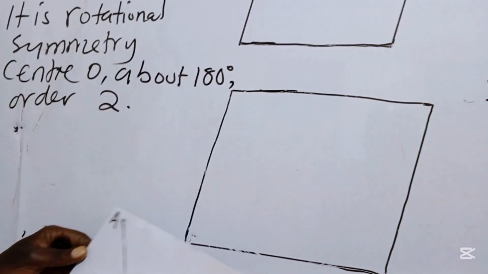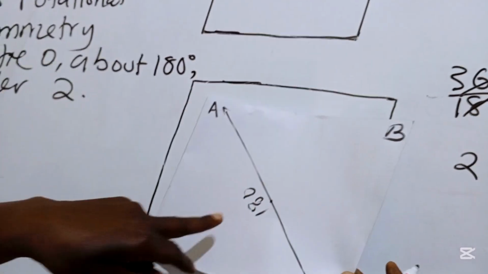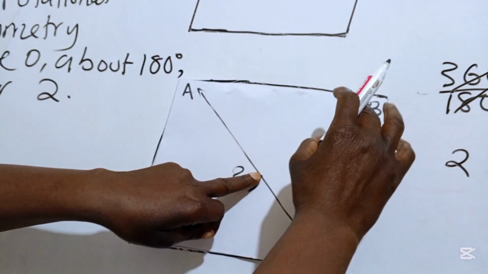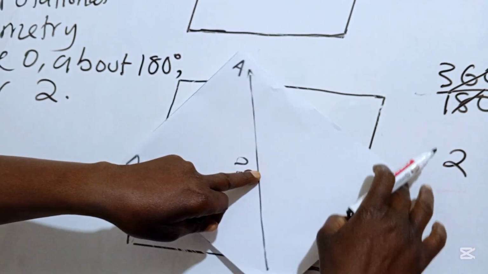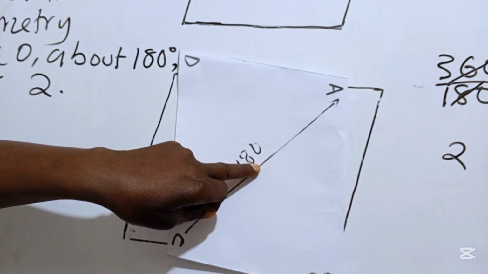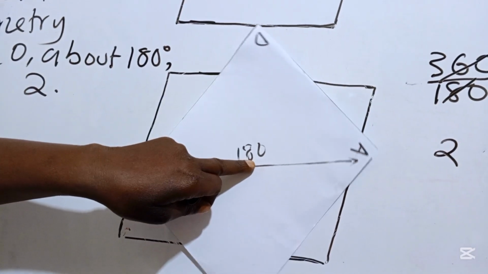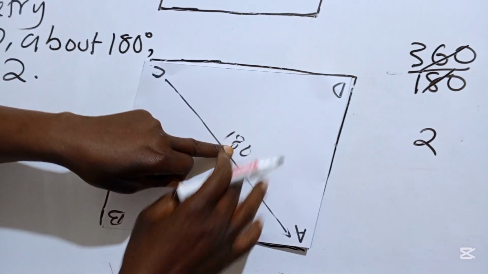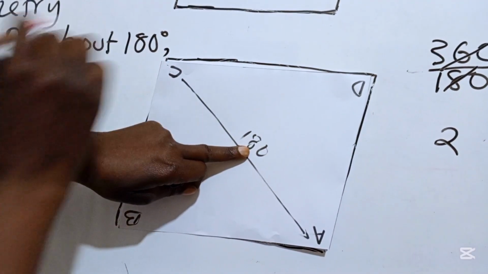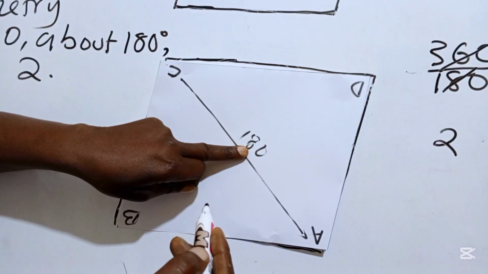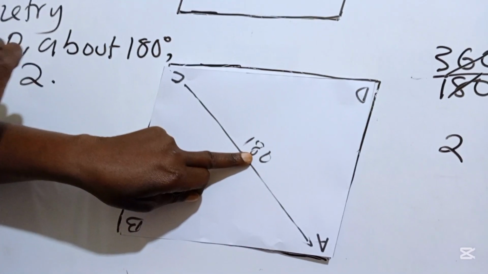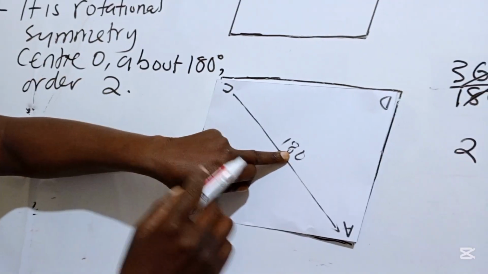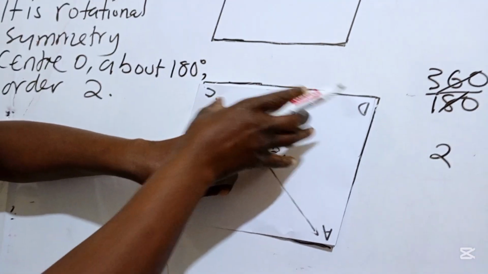For the sake of learning, I traced this graph. This is a parallelogram. When I start rotating, I want to see how this paper will fit on the diagram of the parallelogram. Once it rotates like that, it has moved 180 degrees. So it is a rotational symmetry about center O, about 180 degrees. Order 2. So it fits here twice.